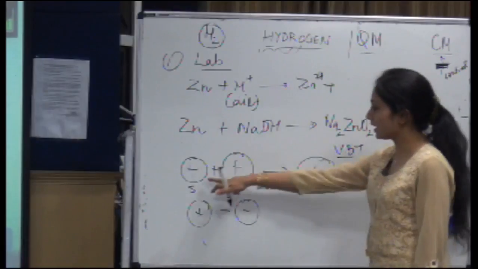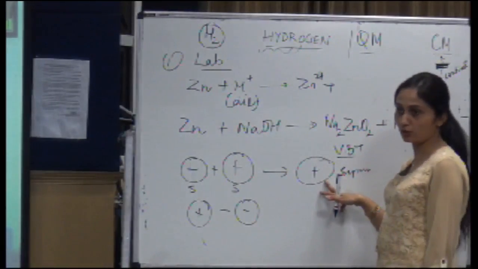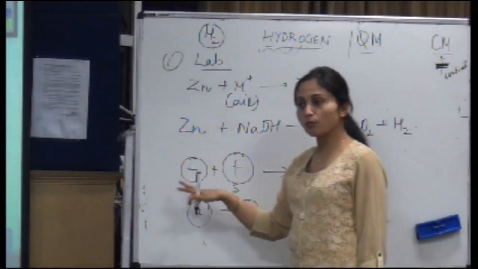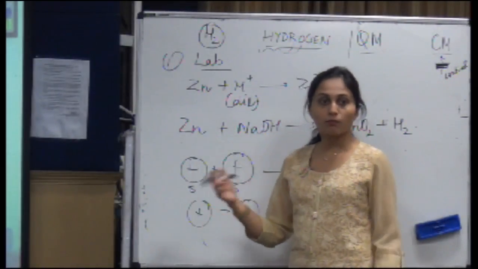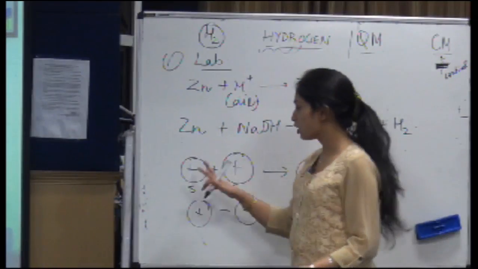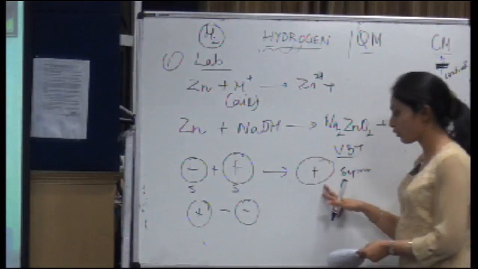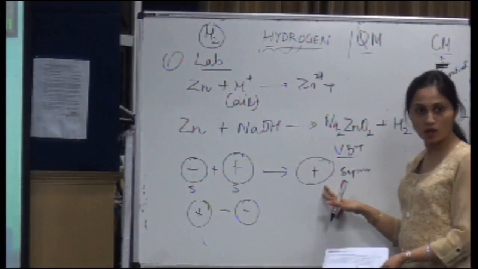This was the atomic wave function, and this is the molecular wave function. Because how is a molecular orbital formed? By combination of two atomic orbitals. So this is an atomic orbital, this is an atomic orbital, and this combines to form a molecular orbital.